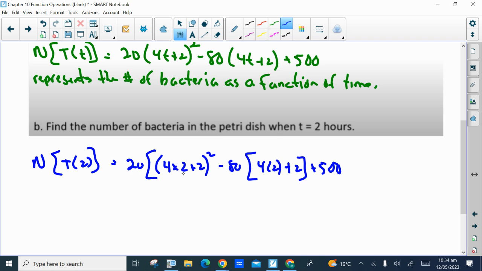So 4 times 2 is 8, plus 2 is 10. 10 squared is 100, times 20 is 2,000, minus 4 times 2 is 8, plus 2 is 10, times 80 is 800, plus 500. 1,200 plus 500 is 1,700. So that's how many bacteria are there after 2 hours.